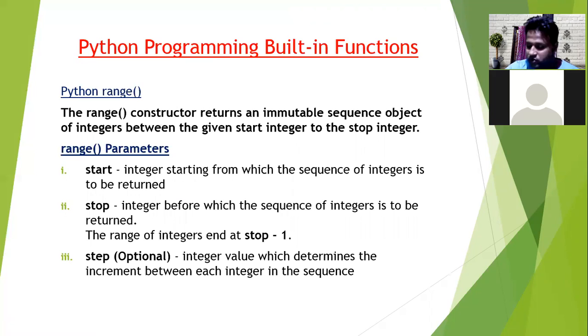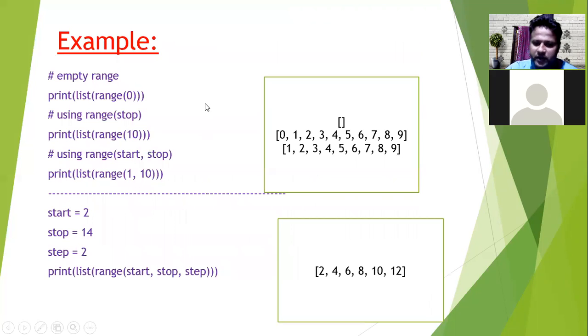Okay, so start and stop show you the range of values. If you write print range 0, it is blank. If you write 10, it gives 0 to 9. If you pass 1 to 10, it prints 1 to 9. Then here start is 2, stop is 15, step is 2. So it shows you 2 to 12. In between it increments by 2: 2, 4, 6, 8, 10, then 12. Okay.